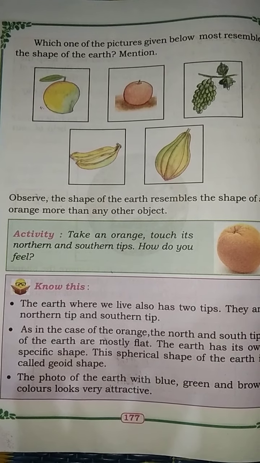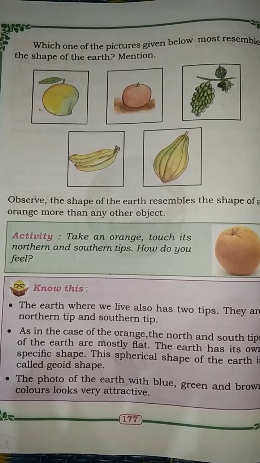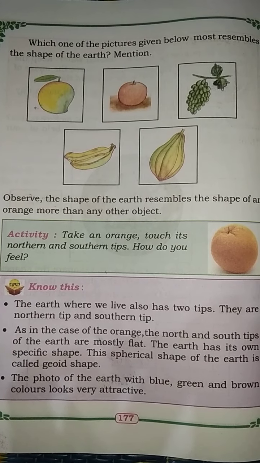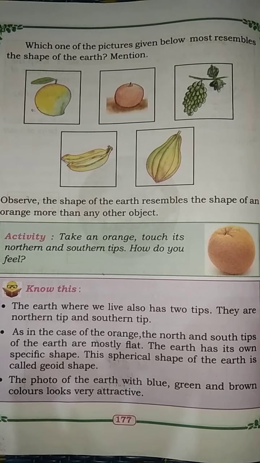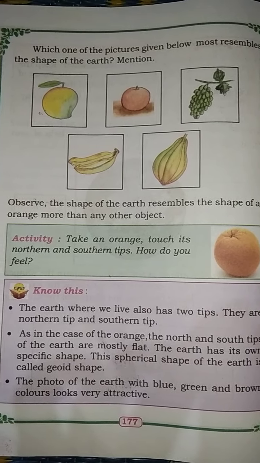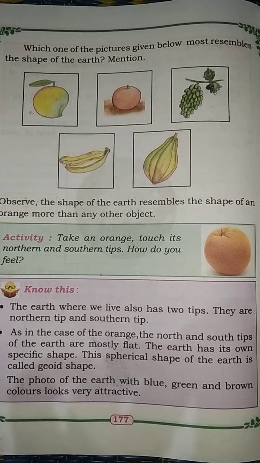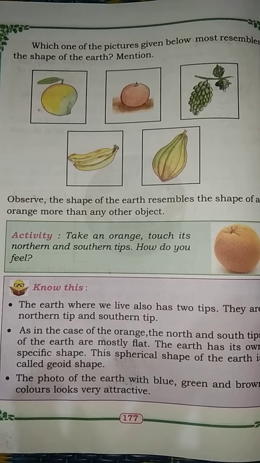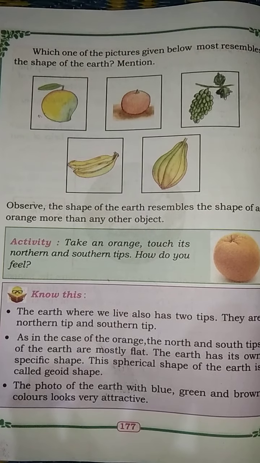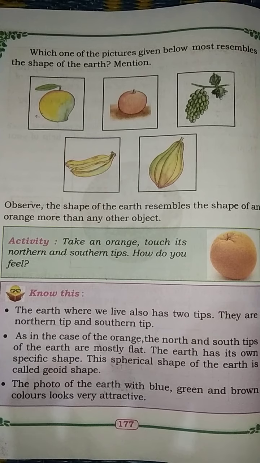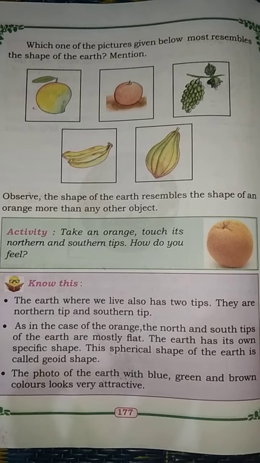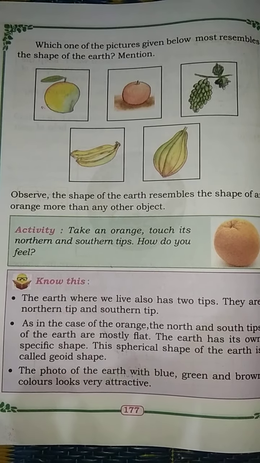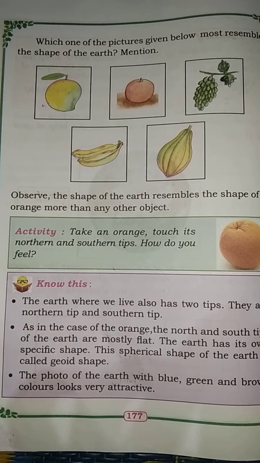Here are mango, apple, orange, grapes, banana and papaya. Observe: the shape of the earth resembles an orange more than any other fruits or objects. Here the shape of the earth resembles the shape of an orange. So take an orange. Here is one activity.